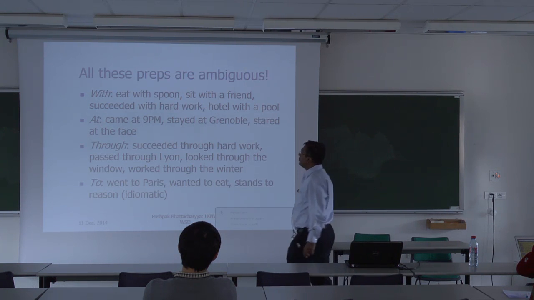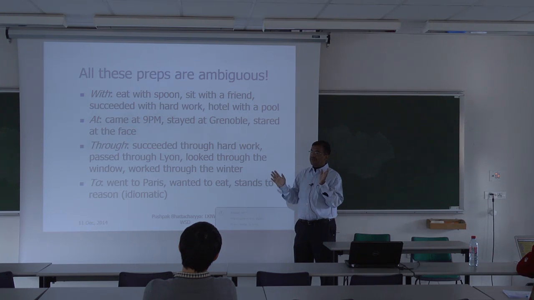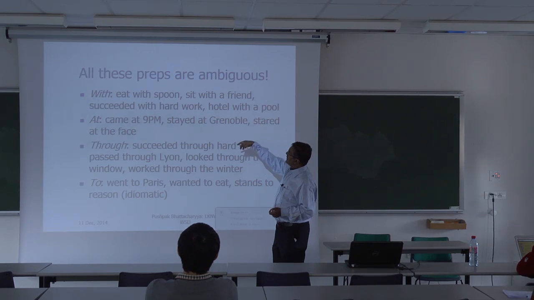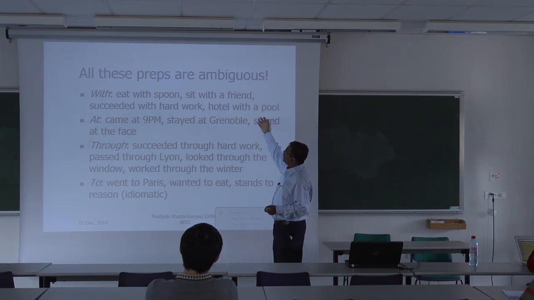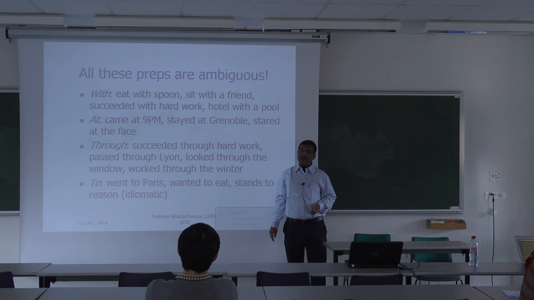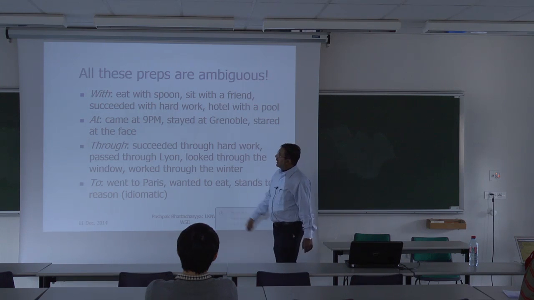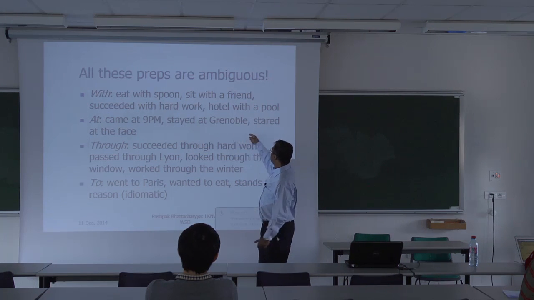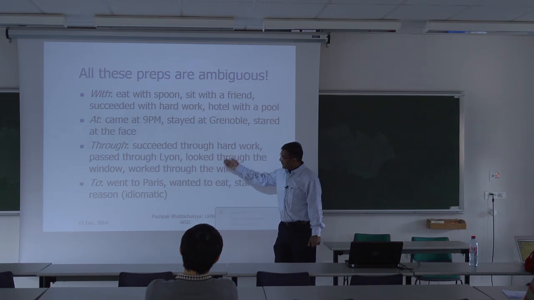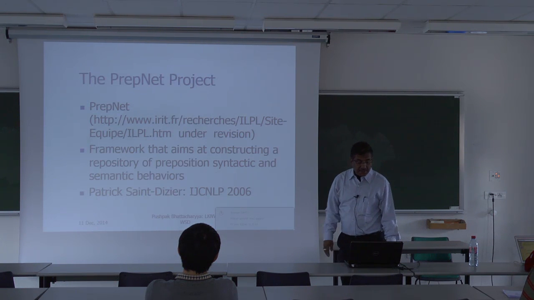Then most prepositions are ambiguous. That is another problem, because their translations differ when you go to another language. With: eat with a spoon, sit with a friend, succeeded with hard work, hotel with a pool. All these prepositions are the same, but their senses are very different. If you translate it to another language, the translation becomes very different. At: came at 9 pm, stayed at Grenoble, stared at the face. At is again ambiguous. Through is ambiguous, to is ambiguous.